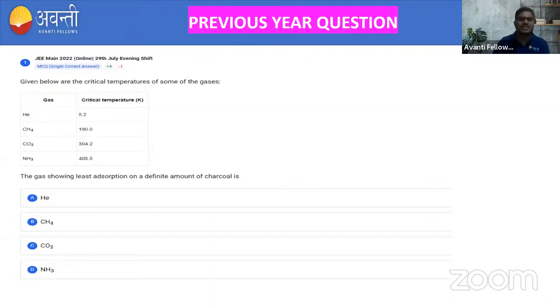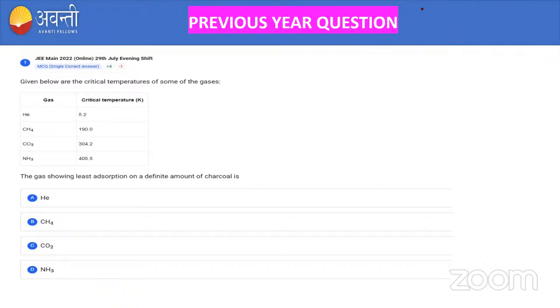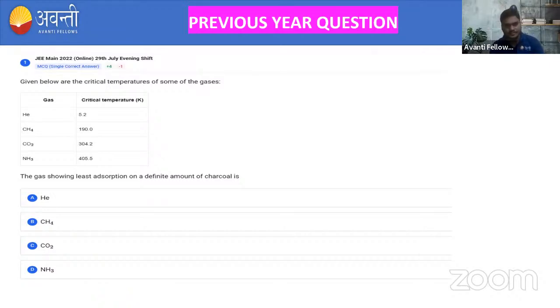Okay, now again, this is from the critical temperature. This is the same question. Given below are the critical temperatures of some gases, and the gas that shows least adsorption on a definite amount of charcoal. I'll give you 10 seconds. Very easy question, do it quickly. Just observe the table and the values of the critical temperature. No one? It's a very simple question. Guys, answer quickly.